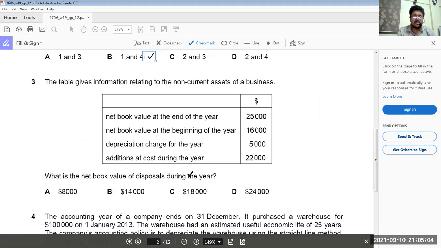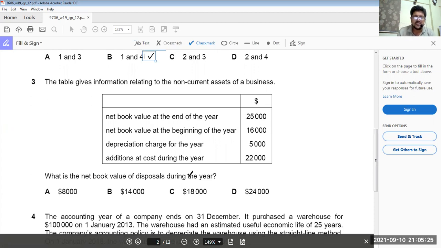Done? Okay. The table gives information relating to non-current assets of a business. Net book value at the beginning of the year, at the end of the year, depreciation charge for the year, addition cost during that. What is the net book value of disposals during the year?